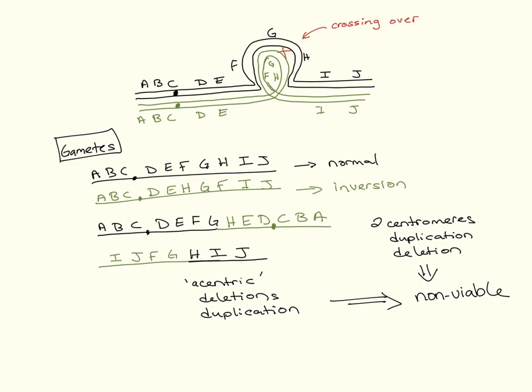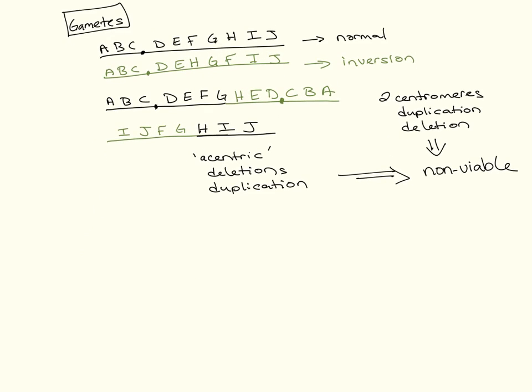So from this meiosis, where we did have a crossing over event that happened within the inversion loop, only 2 out of 4 gametes survive. And the 2 lethal gametes are the recombinants.